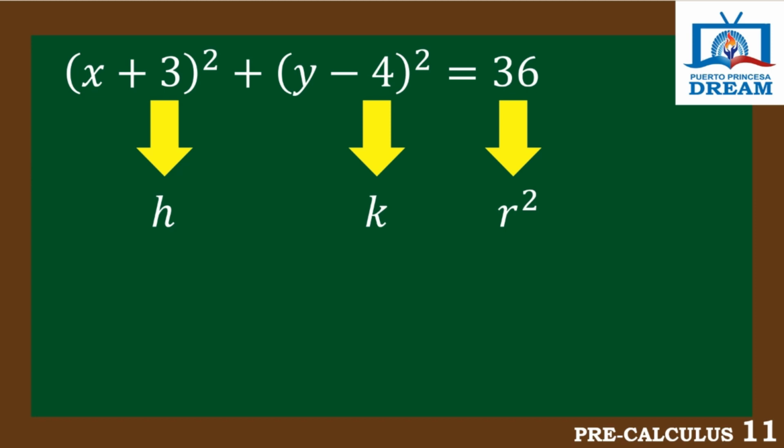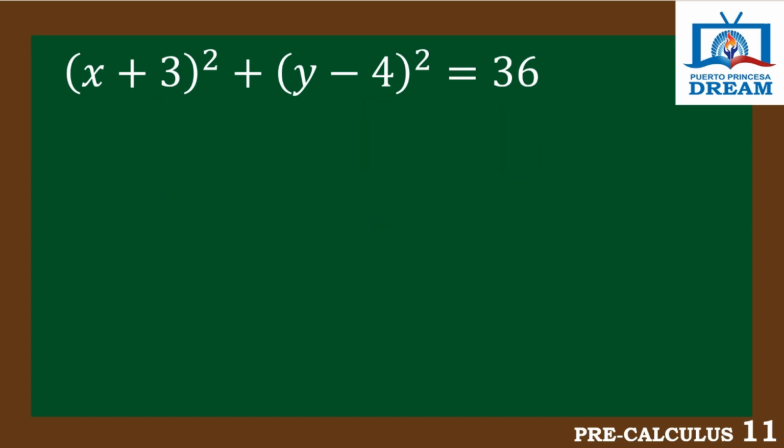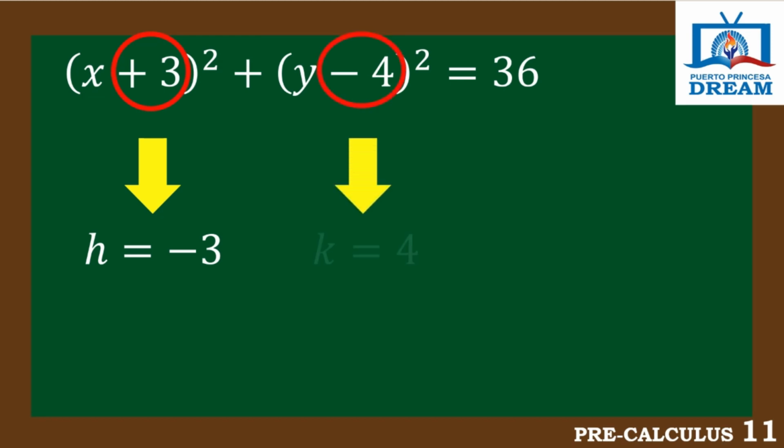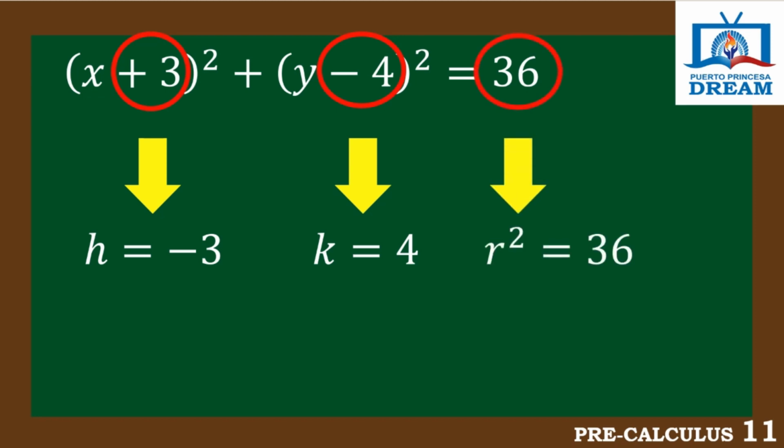At first, the signs of h and k were changed when they were substituted in this equation. Therefore, we simply take them back into their original signs. So for positive 3, it should be negative 3 when used as variable h. Negative 4 here is originally positive 4 when used as variable k. And finally, 36 stands for r squared of the standard equation. Take note. Changing the sign only applies for variables h and k, and not for radius r.